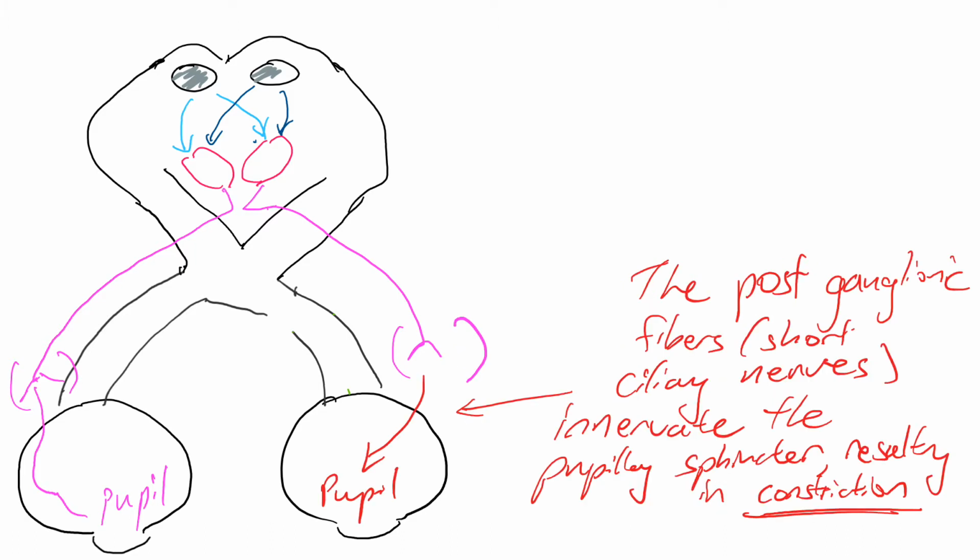So the postganglionic fibers from the ciliary ganglion go into the eye and innervate the pupillary sphincter, resulting in constriction of the pupil. If you think about other sphincters in the body, what it does is it tightens and then closes the aperture.